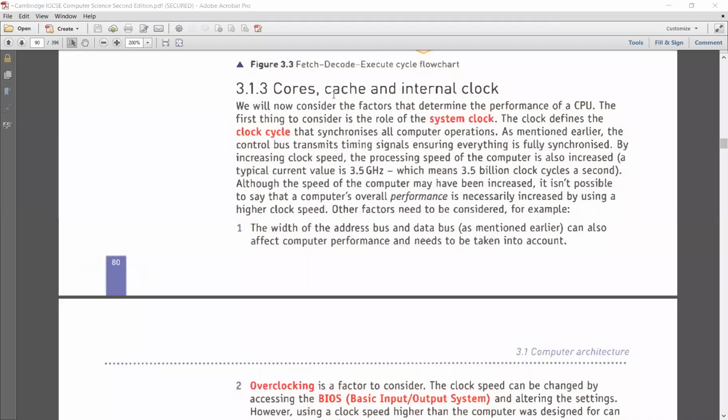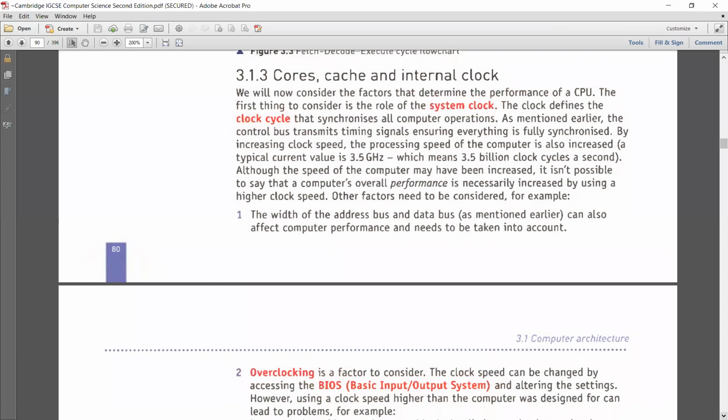Okay, one more topic that is very important is dealing with the cache and internal clock. So, a very quick recap of cache. If you remember, cache is basically the high-speed memory that is present to make your work a little faster. And what you need to know is the factors affecting the system performance. You can see for yourself that overall system performance can be improved if you are increasing the width of the buses, which are address bus and data bus.